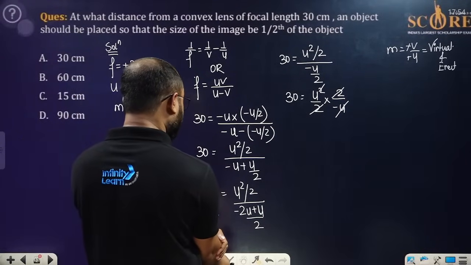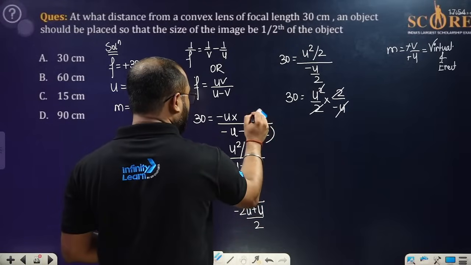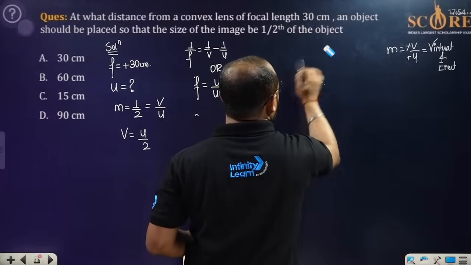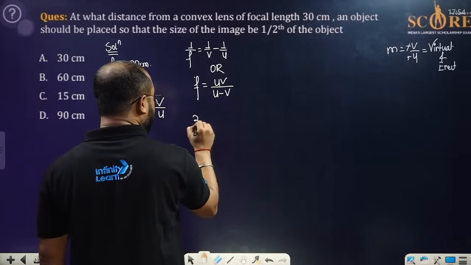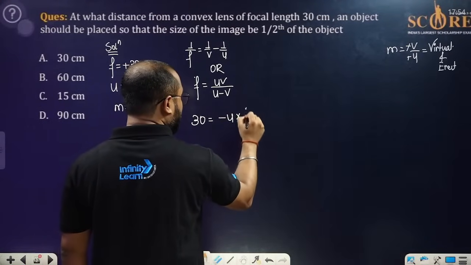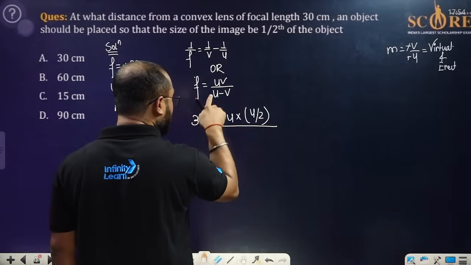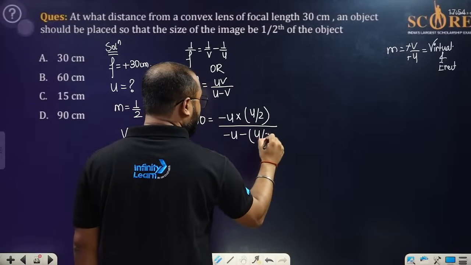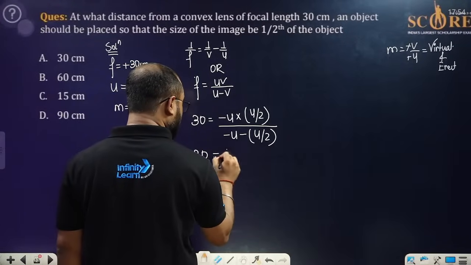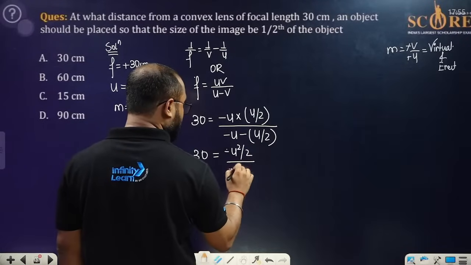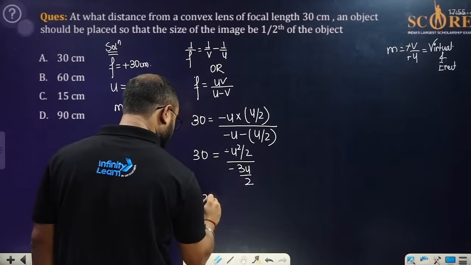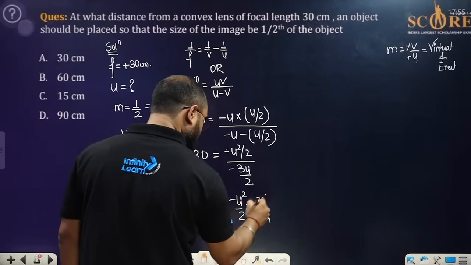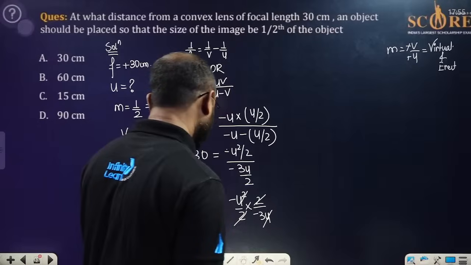If it is so, sorry for this, okay. Chalo. If it is so, the value of f is going to be positive 30. The value of u is negative u, multiplication of u by 2, whole divided by, we can say, what is this going to be? It is going to be minus u minus u by 2. Solve it. It is going to be 30, minus u square by 2 divided by, we can say, minus 3u by 2. So 30 will be equal to minus u square by 2 multiplied by 2 over minus 3u. This and this is cancelled, u and square is cancelled. Okay, so what we are getting?